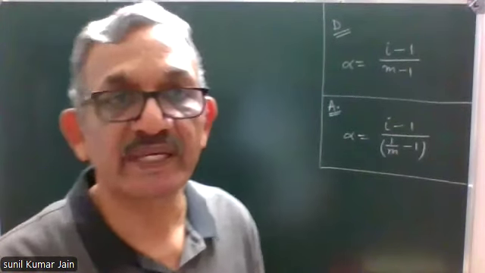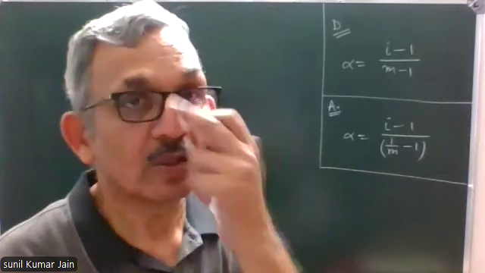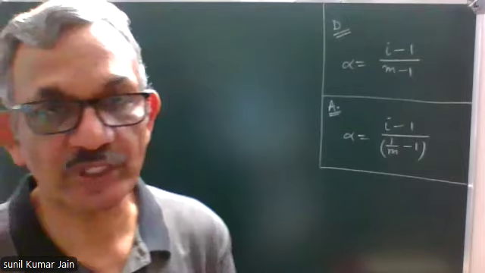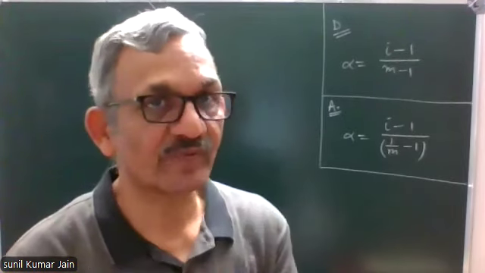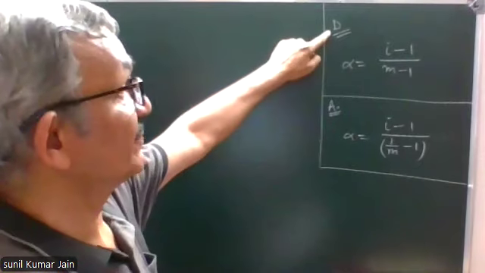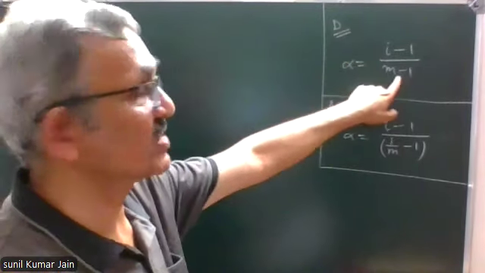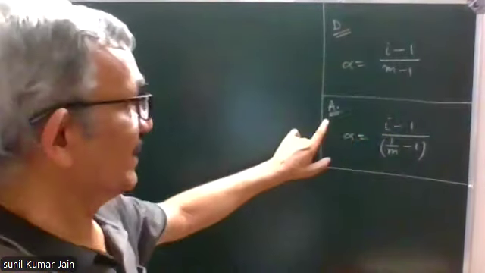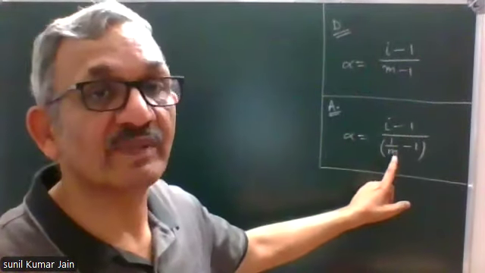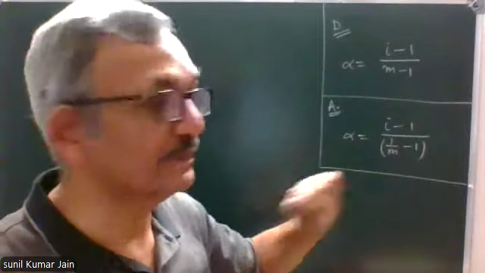This is assignment number 10 solutions. All the numericals are based on degree of association or degree of dissociation, Van't Hoff factor. I've written two relations on the board. This is D for dissociation, alpha is equal to i minus 1 divided by m minus 1. A for association, alpha is equal to i minus 1 divided by 1 divided by m minus 1.